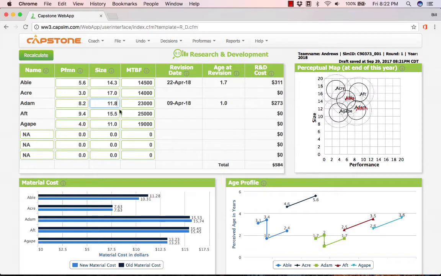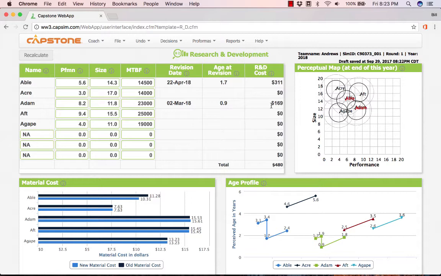And reliability, we're going to keep that the same because they're pretty interested in reliability. And then let's hit recalculate and see what happens. Okay, so that's going to come out about a month earlier, so I'll get an additional month of sales, a little bit newer, and cheaper in R&D costs. So I'm going to leave it at that for this.